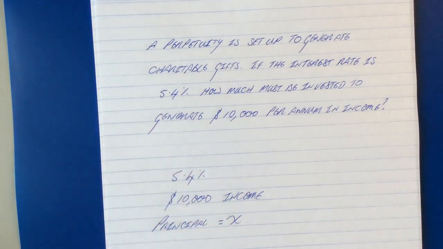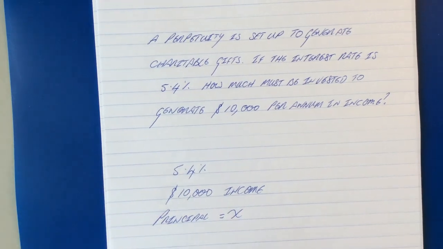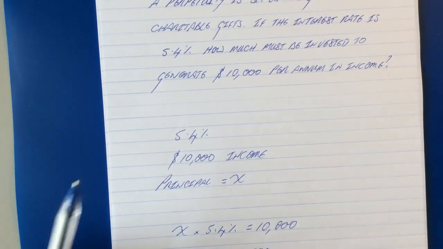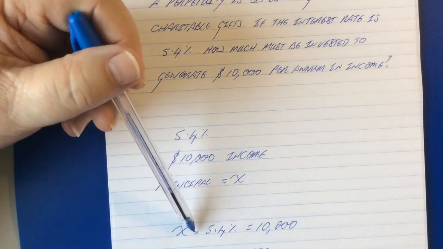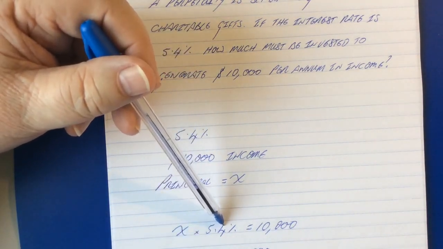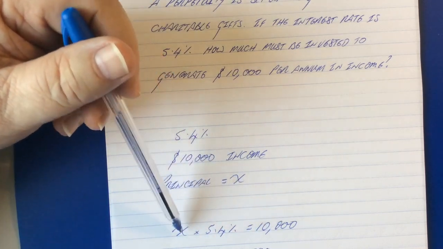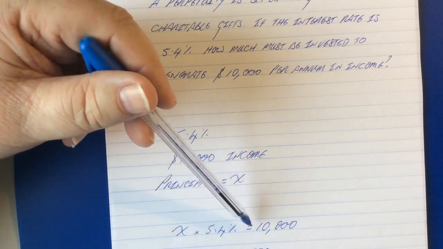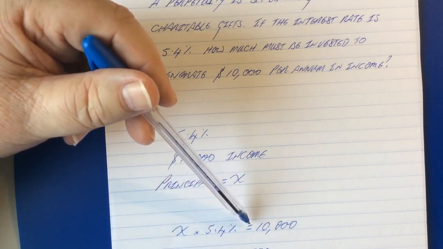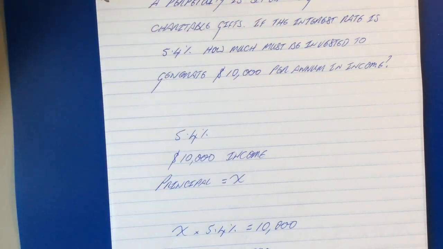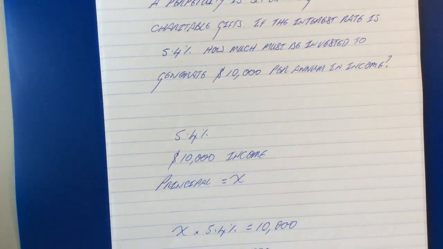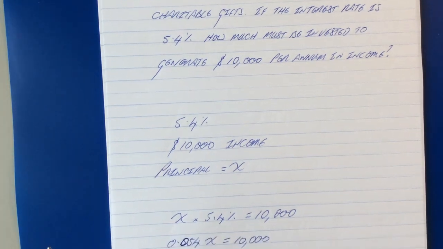So we can set up an equation. We're going to call principal x. And here's the equation we set up. X times 5.4% is equal to $10,000. So we have an equation that with a little bit of algebra will give us a solution. And from that we can extrapolate a general rule for how much money you need at a set interest rate to generate a set income from a perpetuity.